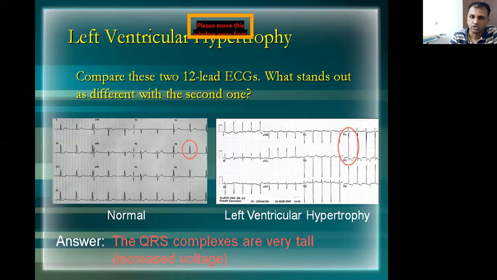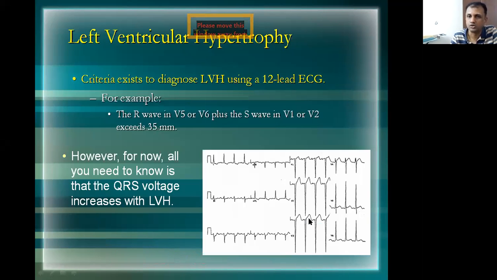You could see the QRS complexes are very tall, and the voltage is very tall here in left ventricular hypertrophy. Usually it's called LVH. How to quickly calculate or quickly say whether this patient has LVH on the ECG? There's a calculation, a formula. R wave in V5 or V6.